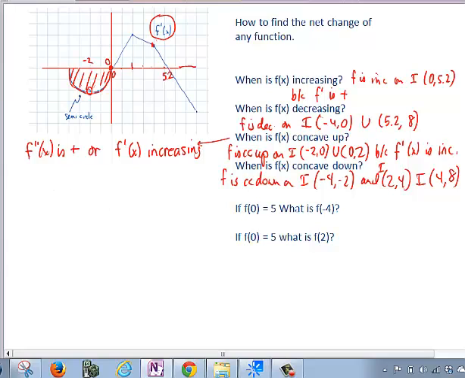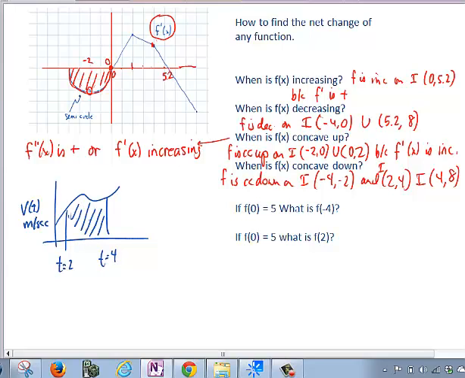As an example, if we had a velocity graph, and I was saying velocity is a function of time, and that would be meters per second, and if I found the area under it from time equals 2 to time equals 4, that area would be the net change in position.